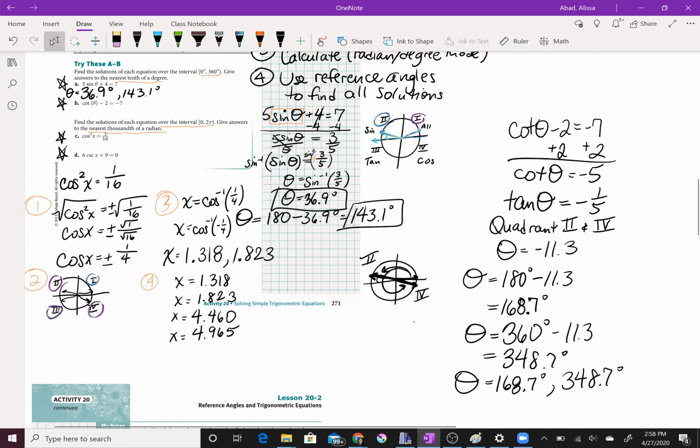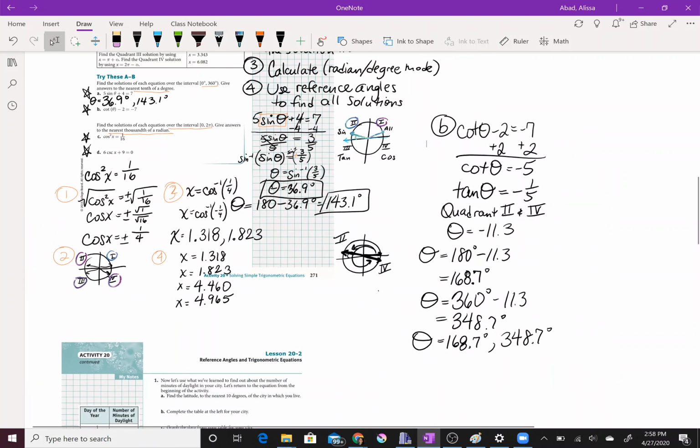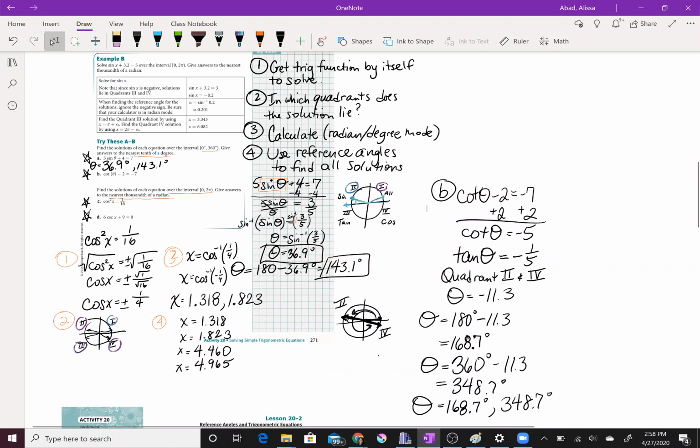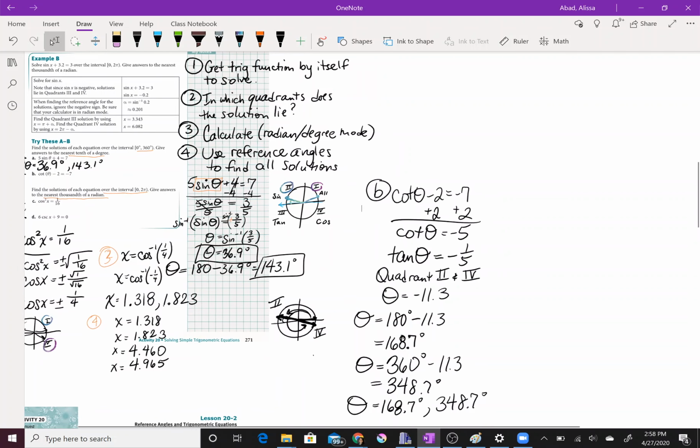Okay, so that was part B in that example. The last example, and if you feel comfortable about this already, then that's good. You can try out the assignment problems now. But if you want one last example, please continue on to this final one.